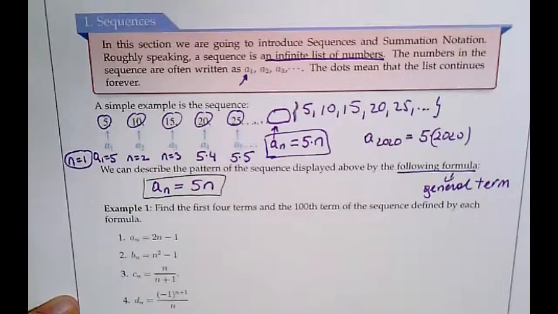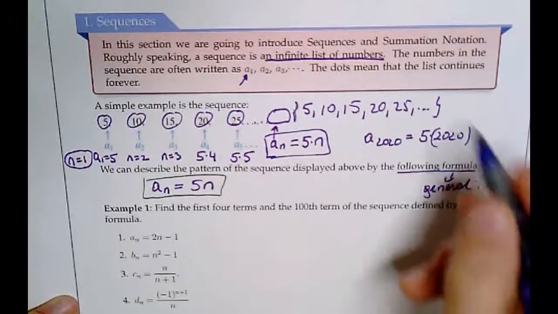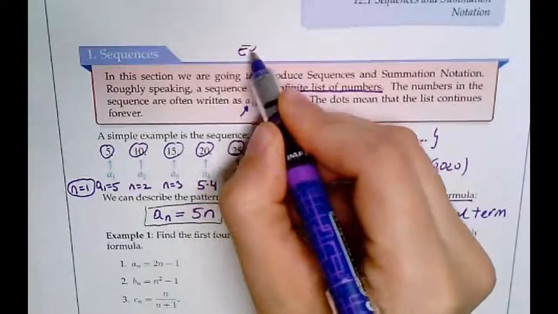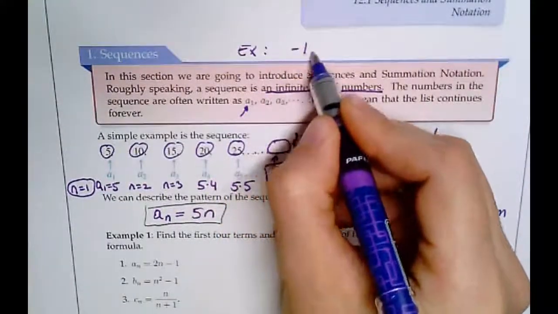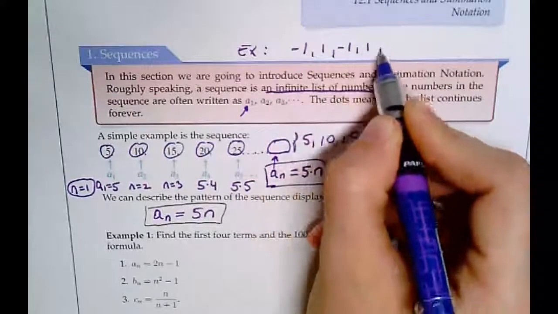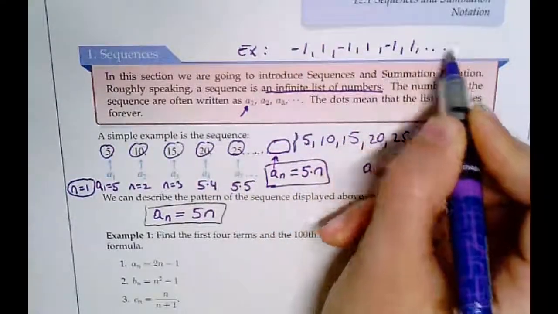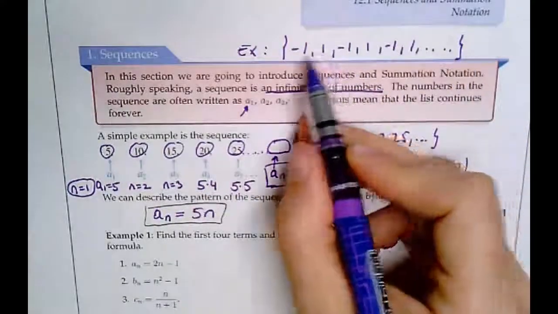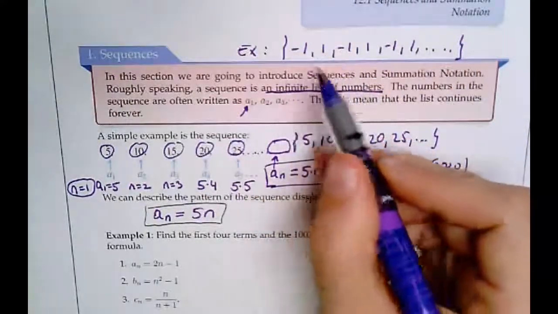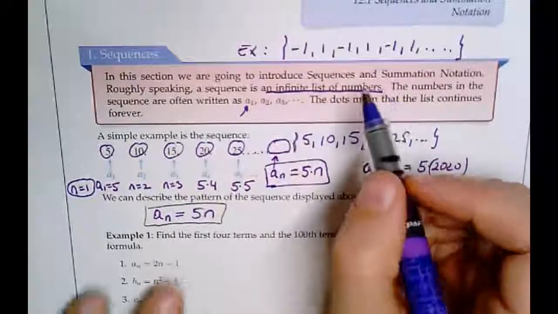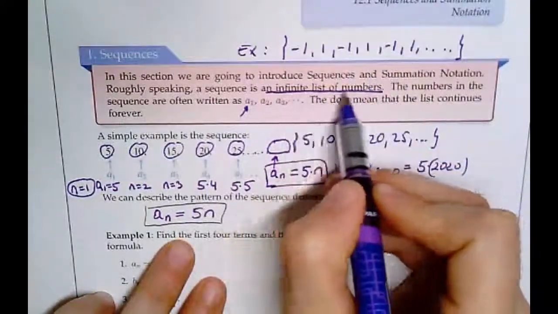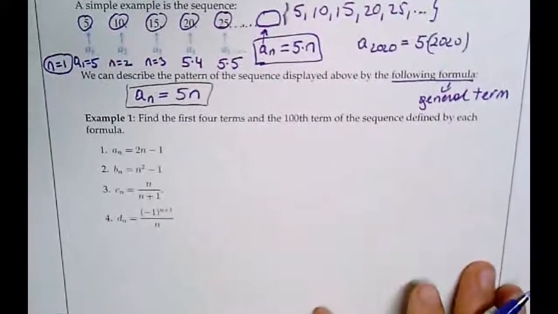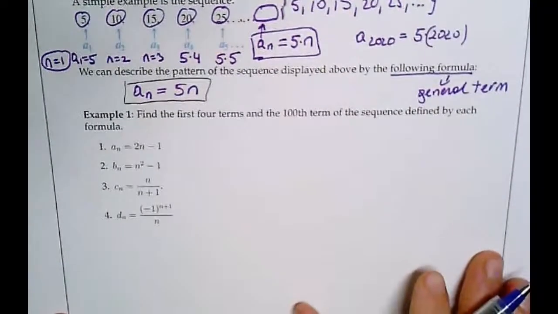Another example would be the sequence formed by -1, 1, -1, 1, -1, 1, and so forth. This is a sequence, and it only has two values, -1 or 1. So I just want to keep in mind that the numbers can repeat. All right, so let's look at some examples and get some more intuition about sequences.